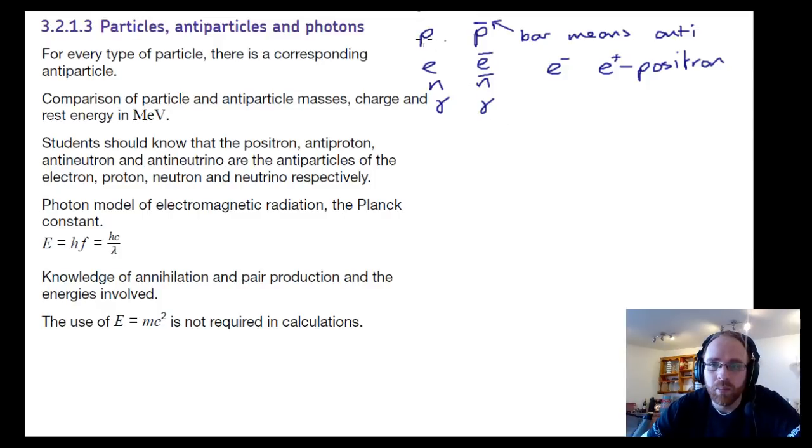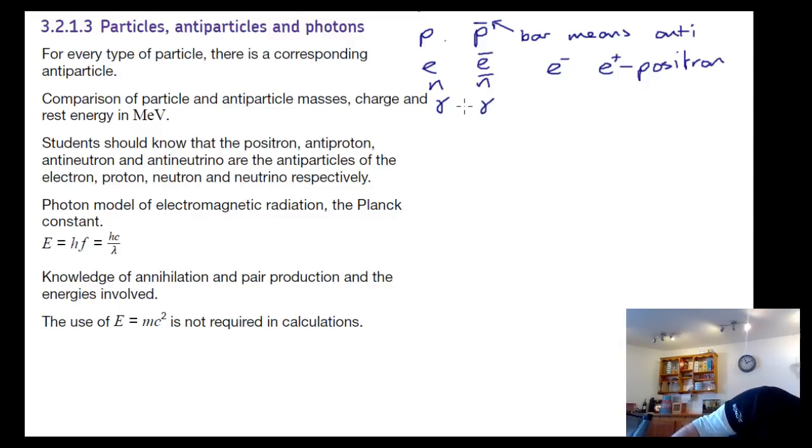I think we've stopped the photon. Scientists at large, I'm not entirely sure how that works.